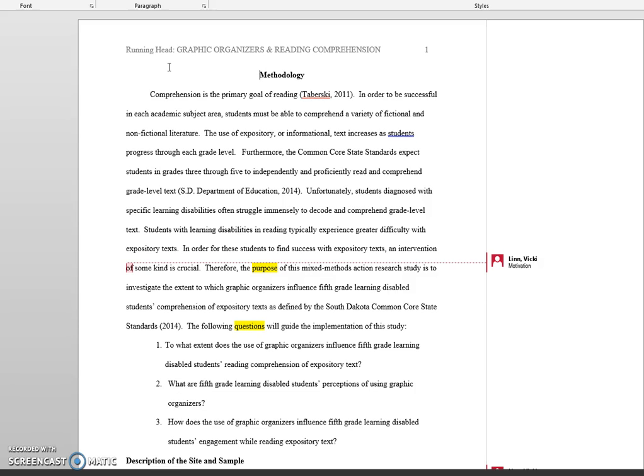So we're going to walk through a few of these sections here, point out a few important things, and you would do well to pay attention to those as you write your introduction or your methodology section.